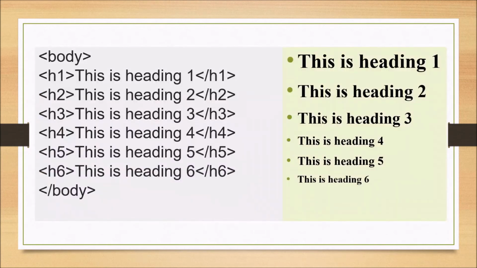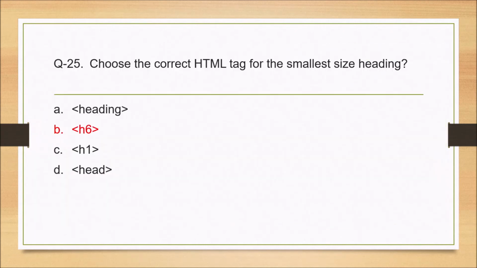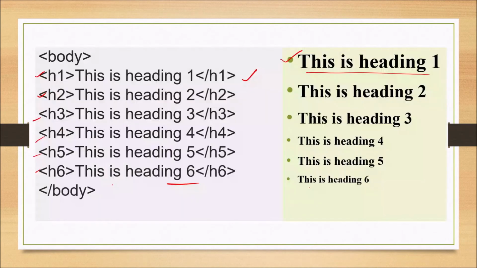As we know, we have 6 types of headings in HTML: H1, H2, H3, H4, H5, and H6. Don't get confused about which one gives you the largest heading or which one gives you a smaller heading. H1 will give you the maximum size of heading, and H6 will give you the smallest size of heading. So H6 gives you the smallest size heading and H1 gives you the largest size heading.